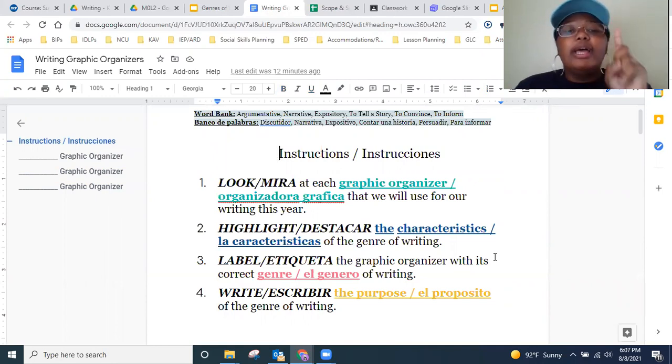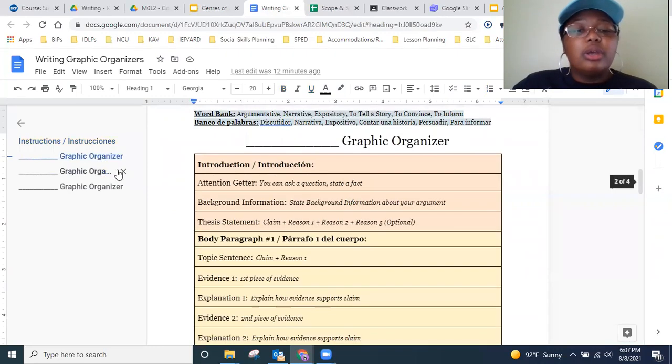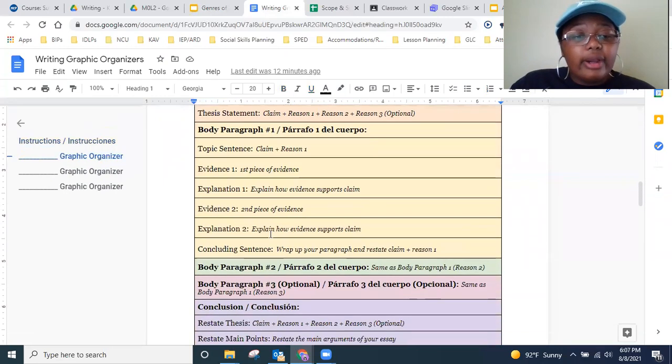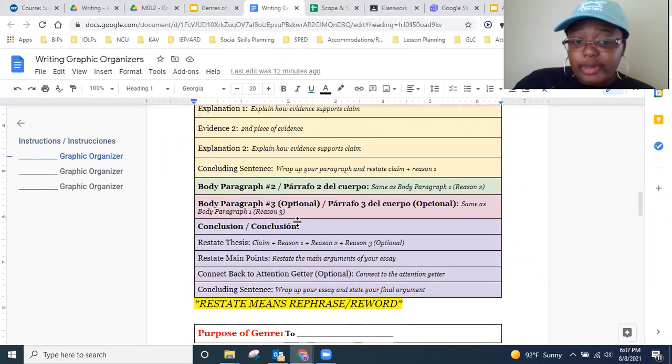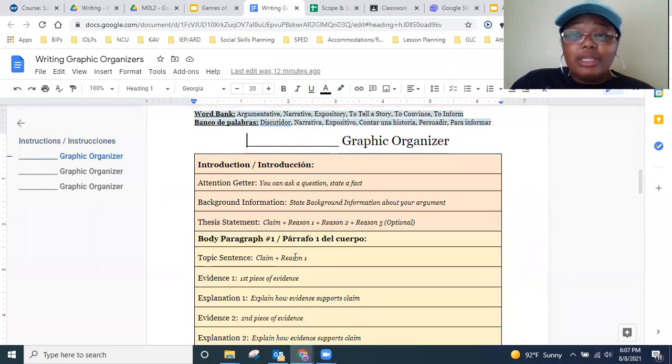So our first thing is to look at each graphic organizer. We're going to mira, look at, each organizadora gráfica, but I'm only going to go through one with you. So let's do that first. Let's look at the graphic organizers. Looking at this first one, we have an introduction in bold, our body paragraph 2, optional body paragraph 3, and our conclusion. So this is what it looks like. That doesn't really give me a lot of information about what type of graphic organizer this is for, or what genre of writing this is for.